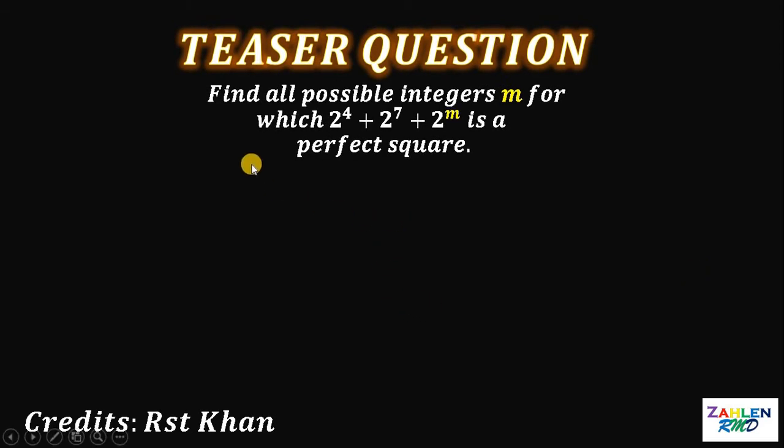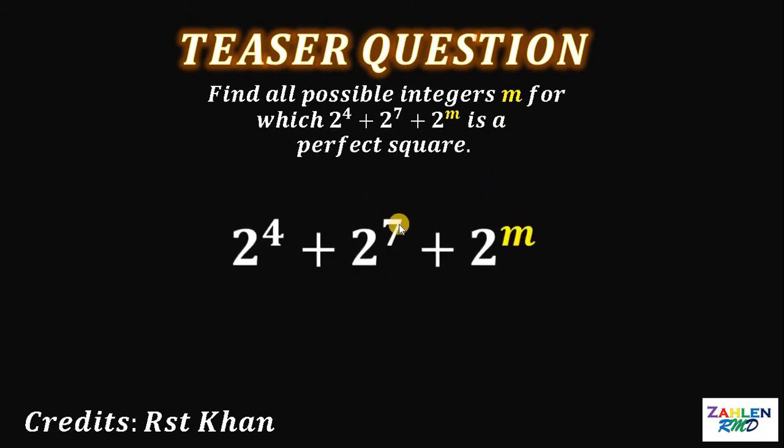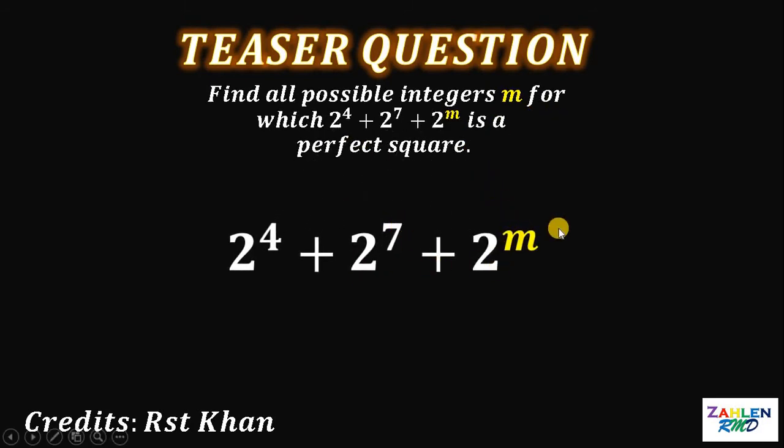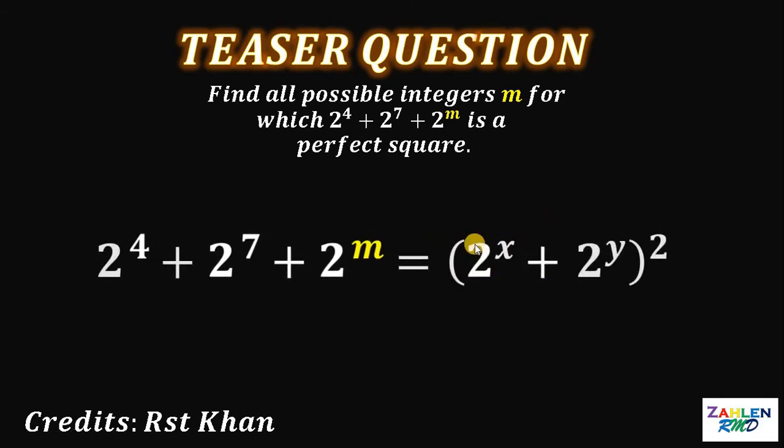Now, the question is, find all possible integers m for which 2 raised to the 4th power plus 2 raised to the 7th power plus 2 raised to m is a perfect square. What we're going to do is let this expression be equal to (2^x + 2^y)^2. Now, why do we choose this expression, 2^x + 2^y?